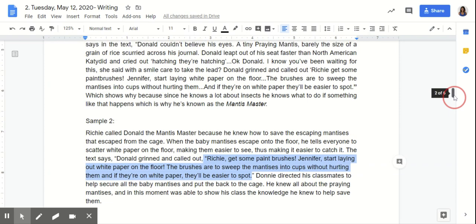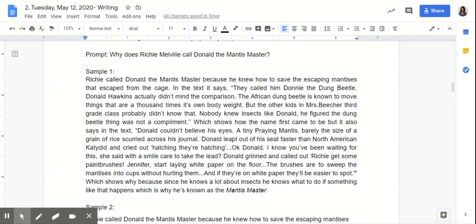Now, if we went up to sample one, it begins with something that is clearly off topic here about him initially being called Donnie the Dung Beetle. We don't need this information here at all. Realize this is a longer piece of evidence that we don't need. It's not pushing our thesis statement and point of this paragraph. Nowhere in the paragraph or in the sentence does it talk about him being Donnie the dung beetle. So right now this piece of evidence is irrelevant.